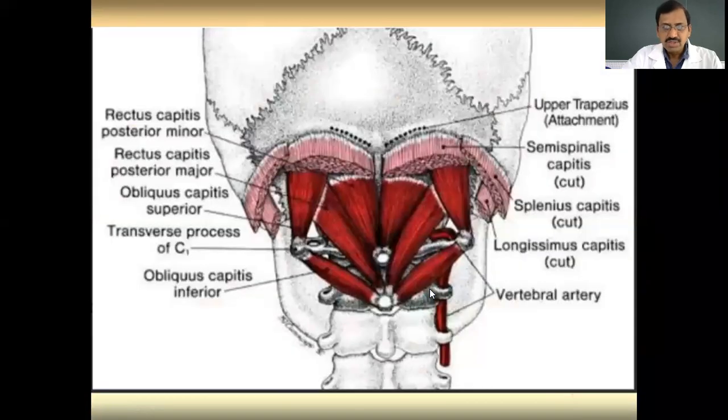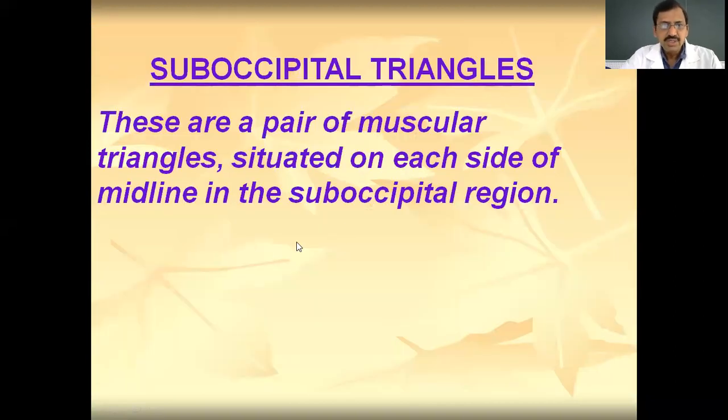Next, coming to here, you can see these are the muscles of the suboccipital region. These are all the important muscles of the suboccipital region. And these two are the suboccipital triangles. They are nothing but small triangles on both sides of the midline of the suboccipital region. This is one triangle, and here this is another triangle. These are a pair of muscular triangles situated on each side of the midline in the suboccipital region.